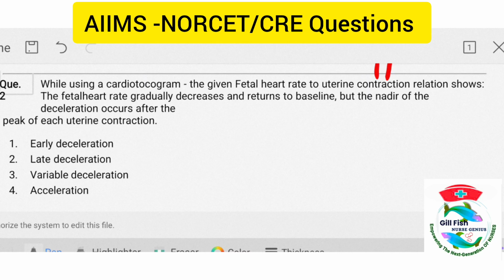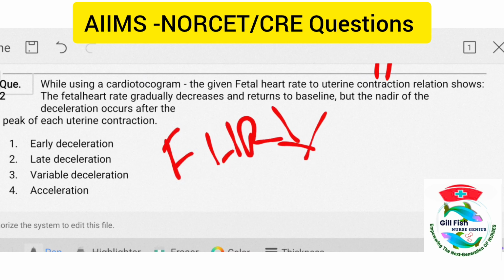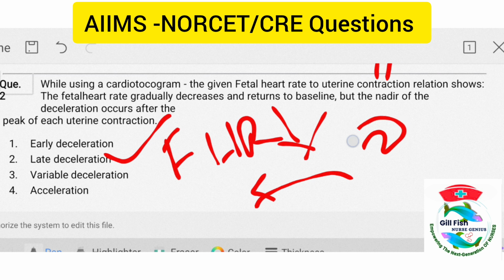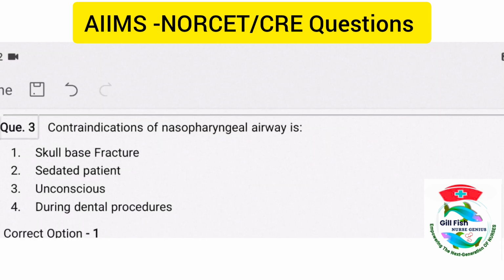Actually, what are we going to do using a cardiotocogram? They are going to analyze the fetal heart rate and uterine contraction. The fetal heart rate is going to decrease, and then again it returns to normal. So what is the type of deceleration? That is late deceleration. So option 2 will be the correct answer. Okay, got it now? Move on to the next question.